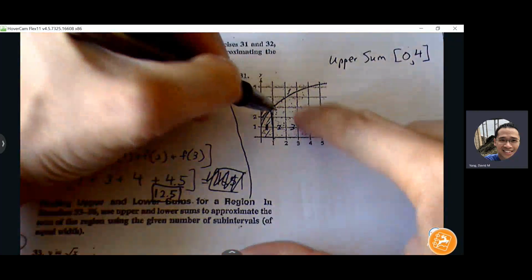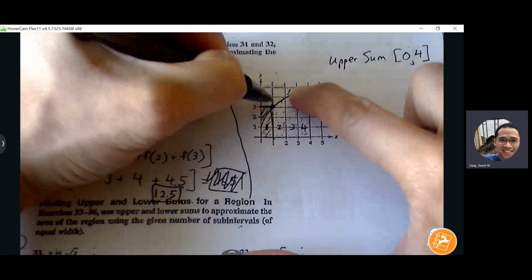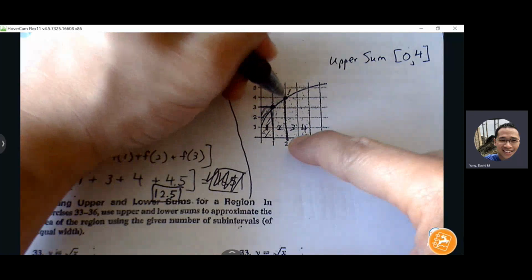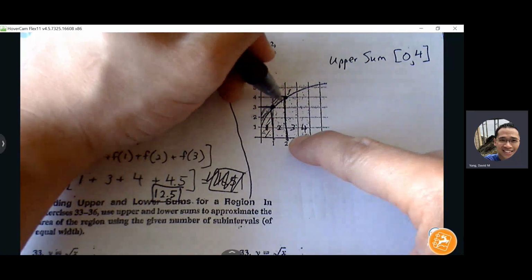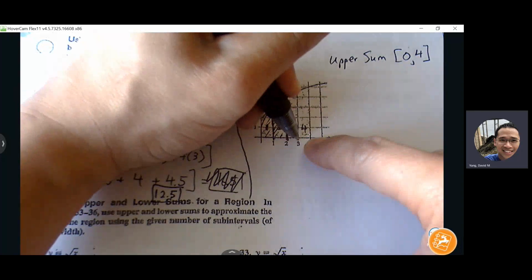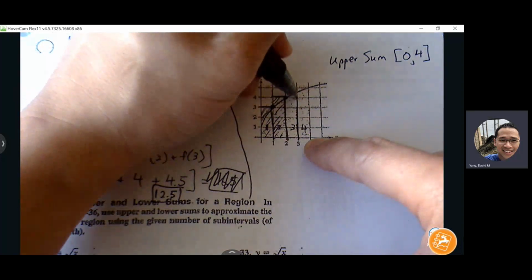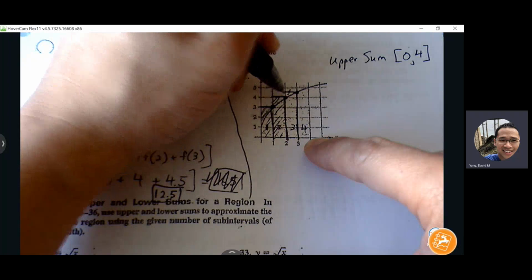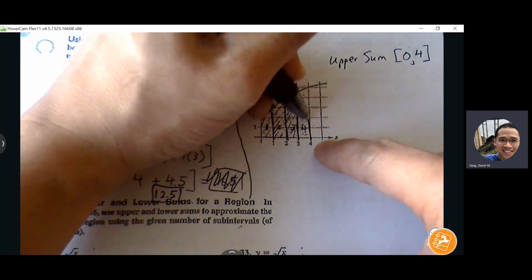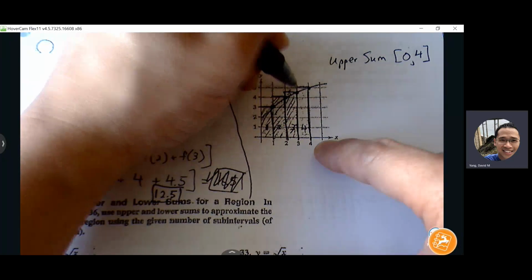Okay, between 1 and 2, we choose f of 2 because it's hitting a higher point in that second subinterval. Drag that height over. That's the height of your second rectangle. Third rectangle, f of 3 is hitting the graph at a higher point. And then between 3 and 4, f of 4 is hitting the graph at a higher point.